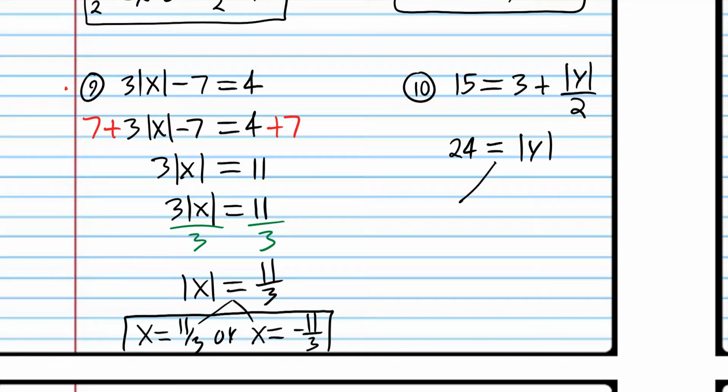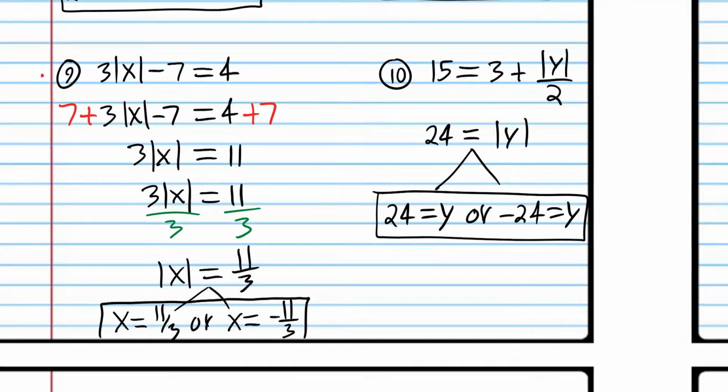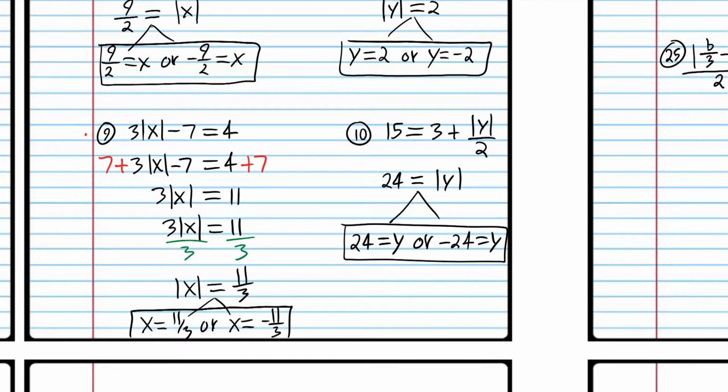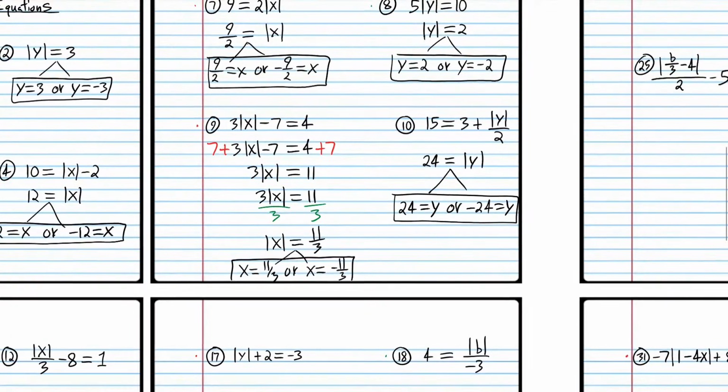And then we isolated the absolute value, so now we're ready to break it into parts. So 24 is equal to y, or -24 is equal to y. So that, again, means that 24 is a solution, but -24 is also a solution. All right, so this is all I really require that you show. You don't have to do all this stuff. I'm only doing this as a refresher.